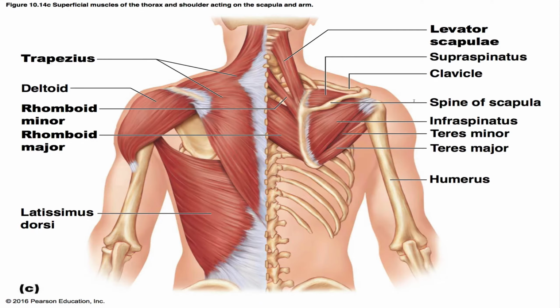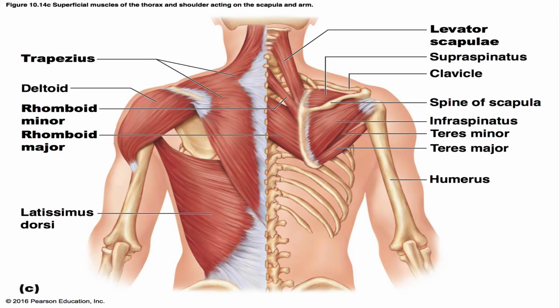Now we're going to be looking at muscles of the posterior thorax. So we're going to start off by looking at this big muscle over here. This is the most superficial muscle of the posterior thorax. This is the trapezius, and it's a flat and triangular shaped muscle. The upper fibers run inferiorly to the scapula. The middle fibers run horizontally to the scapula. And the lower fibers run superiorly to the scapula.